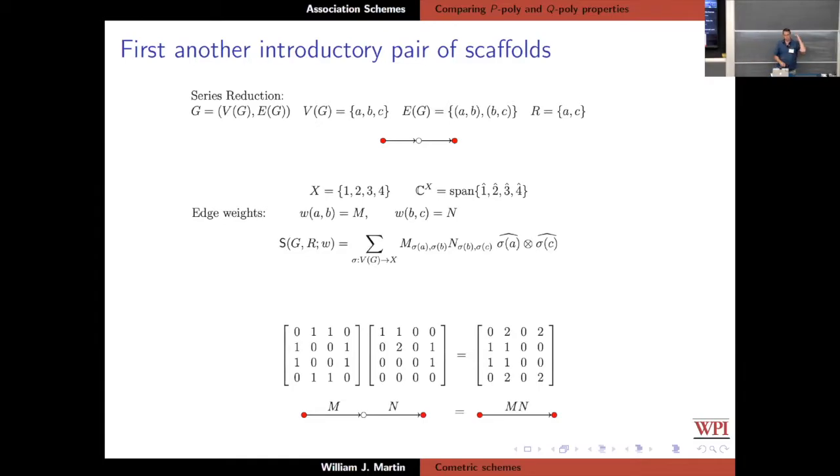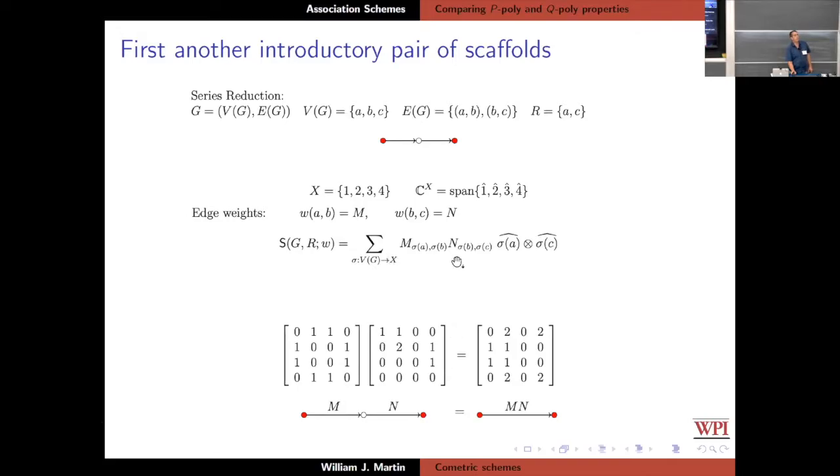So suppose my set X is simply just 1, 2, 3, 4, and the vector space, the standard module, is going to have standard basis vectors 1 hat, 2 hat, 3 hat, and 4 hat. And now I'm going to put edge weights. So the edge weights are going to be matrices. So I'm going to put matrices on the edges of my little diagram, M and N, these two matrices. And so this edge weight from A to B is M. We just put label M on this, and edge weight from B to C is N. We put an N here.